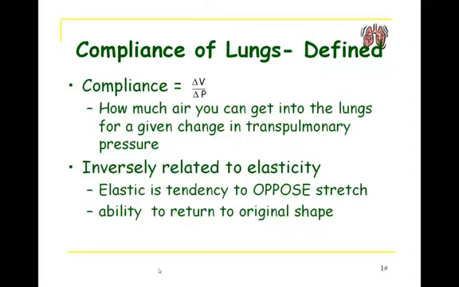We talked about transpulmonary pressure, which I had said that the higher the transpulmonary pressure, the greater you can inflate the lungs. Well, transpulmonary pressure is a component when we talk about compliance of the lungs. Compliance of the lungs refers to the extent of lung expansion per unit increase in transpulmonary pressure. So in other words, how much air can you get into the lungs for a given increase in transpulmonary pressure?